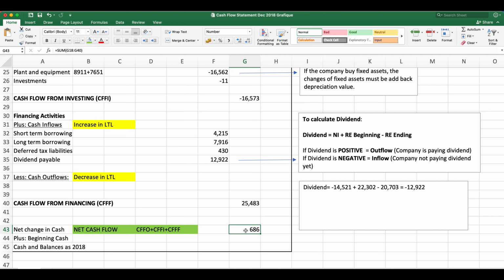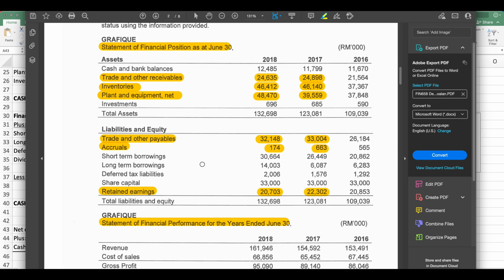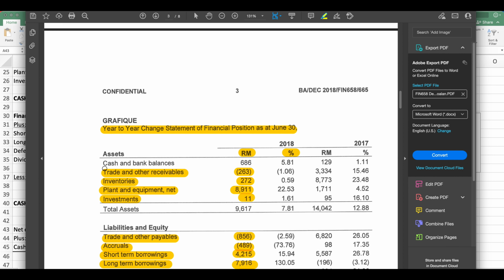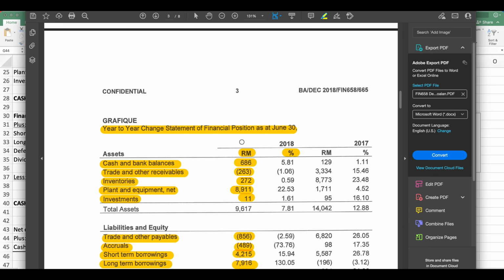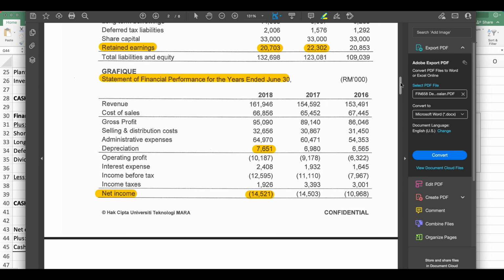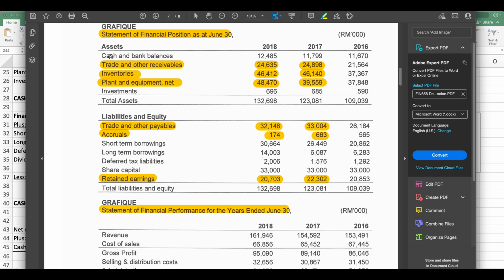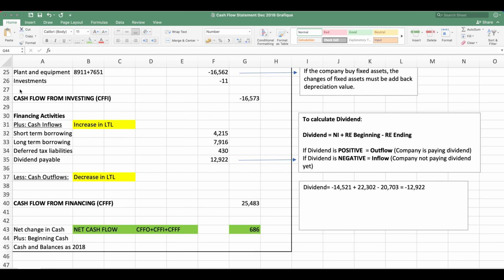So the 686, you can check with the answer in the question given, the net change in cash. So here net change in cash, cash and bank balances, the changes is 686. So it must tally with here. And then plus beginning cash. So beginning cash, you can refer to the balance sheet. Beginning year 2017, so cash and balances for the year 2017 is 11,799.